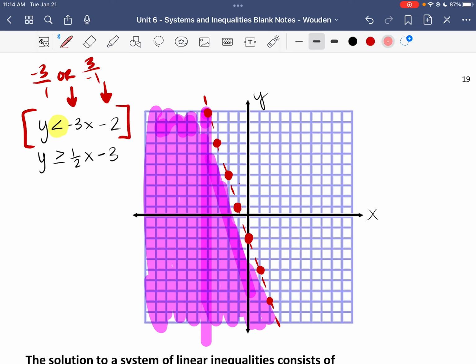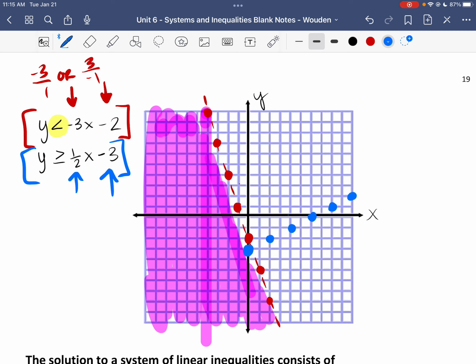Okay, now I'm going to do my next inequality, and I'm going to do that one in blue. So I'm going to take that -3. That is my y-intercept. So I'm going to go down to -3, put a point there. My slope is 1/2. So that means I go up 1, to the right 2. Up 1, to the right 2, and keep repeating that.